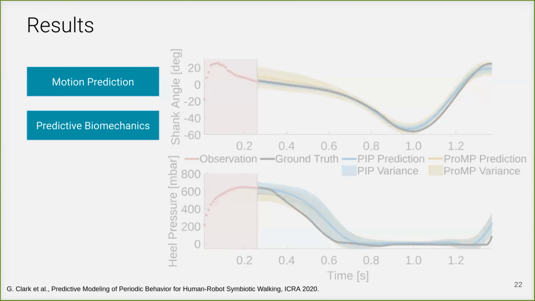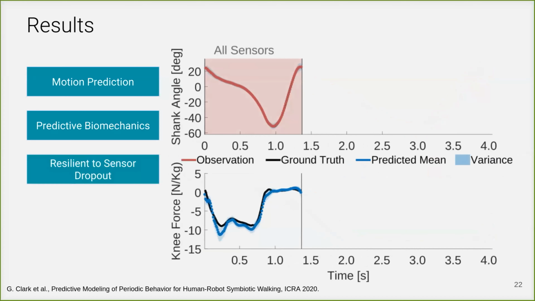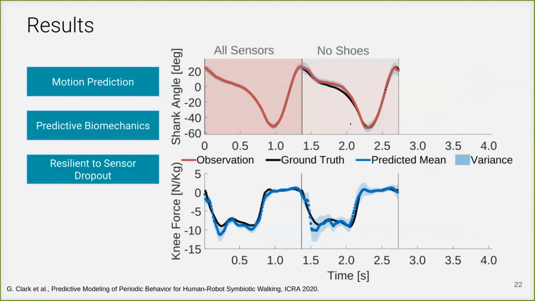But we can also use this in order to introduce resiliency to sensor dropout. So here you see the predictions when we use all of the available sensors. Here the red line is really spot on the ground truth. The ground truth is not visible. Here in this case, the blue line is also fairly close to the ground truth.